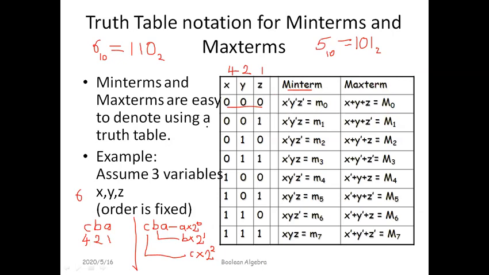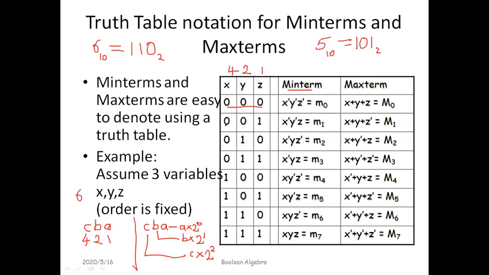Okay, so now we come to the second. Oh, we didn't mention here. So x plus y plus z is equal to capital M 0. This 0 still refers to the number here in the decimal. 0, 0, 0 base 2 is the same as 0 base 10. Okay, we move to the second row.